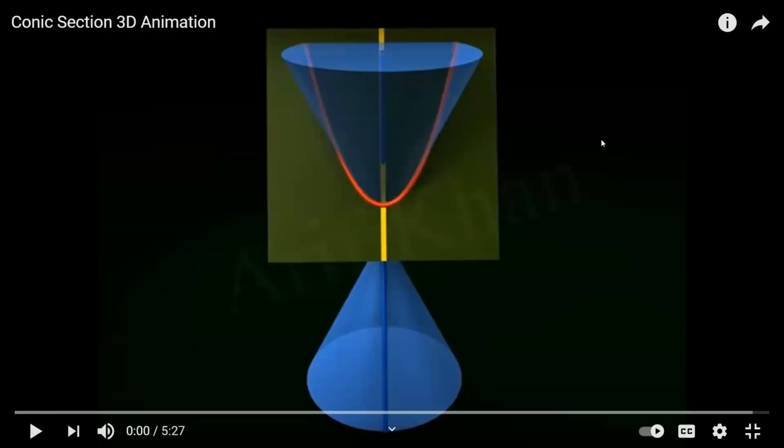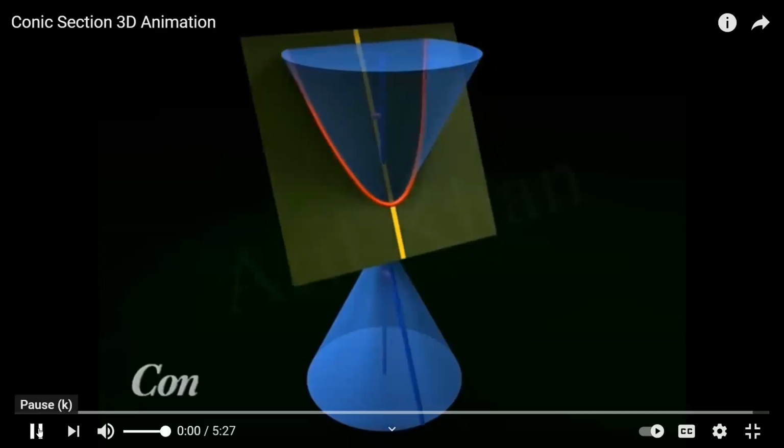A conic section is the intersection of a double napped cone and a plane. So we'll start.